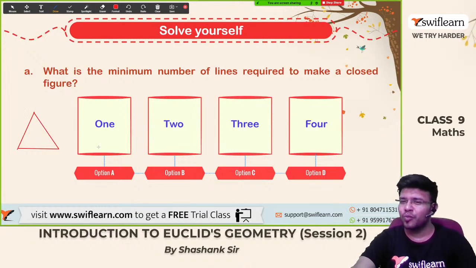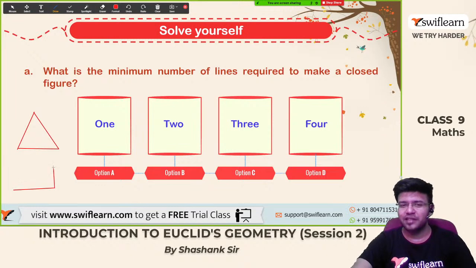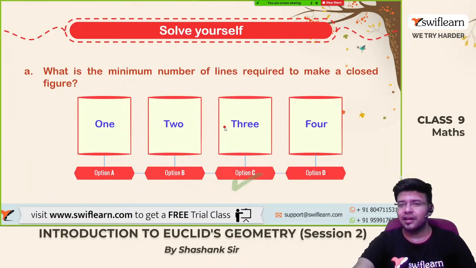So, how many minimum lines are required to make a closed figure? How many do we need? We need 3. We can do it with 4, with 5, or with 6 as well. But what is the minimum required number of lines? That is 3. 3 is the right answer.